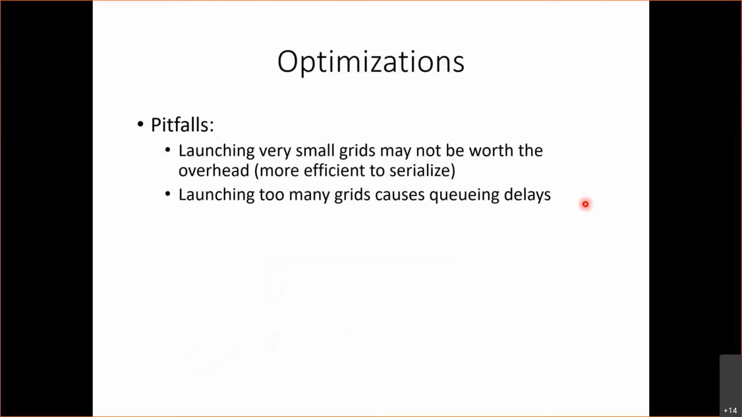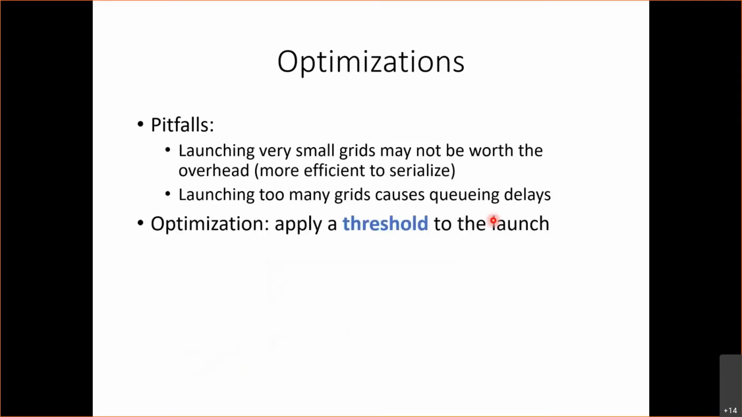So there are two important optimizations that we can use to not have too many grids being launched and not have these grids be very small. One, we can apply a threshold to the launch.